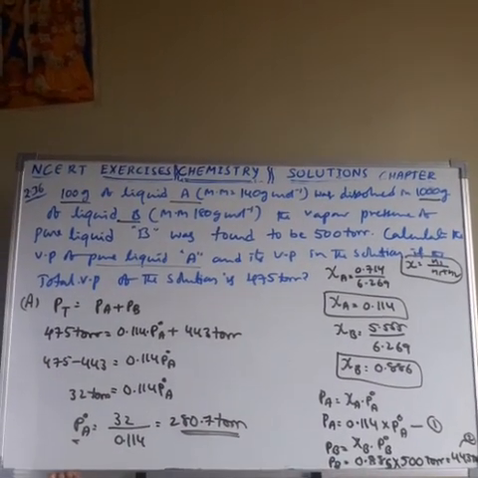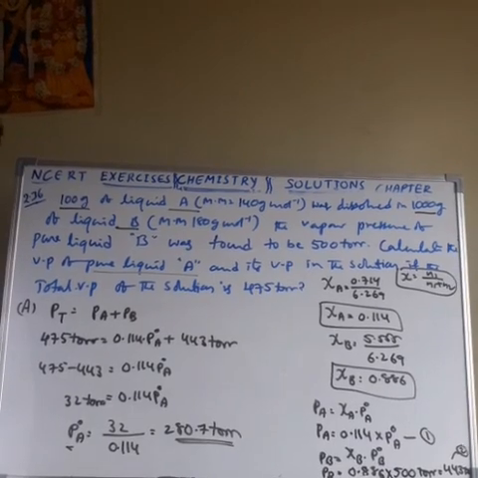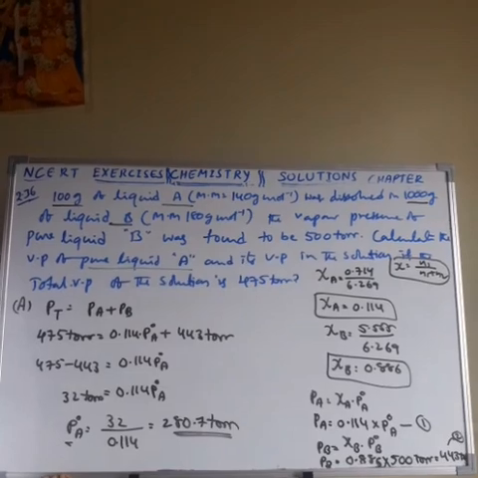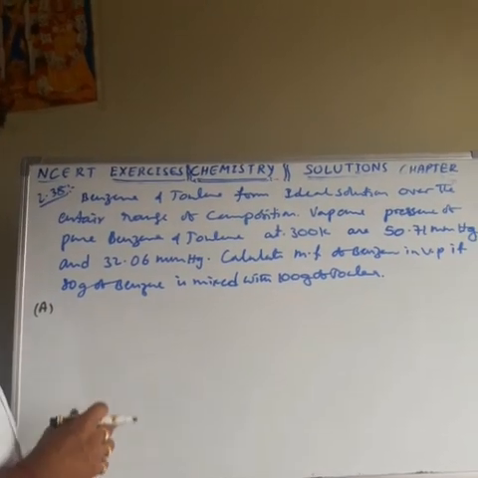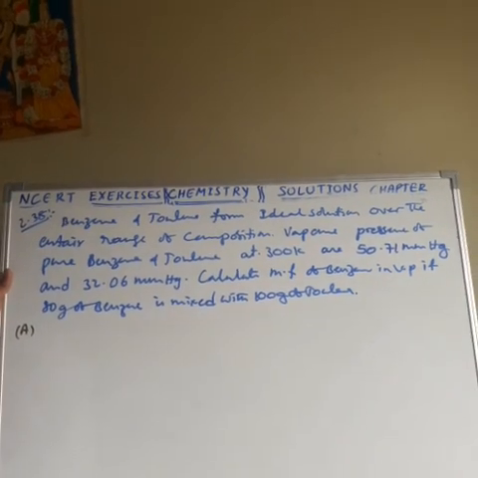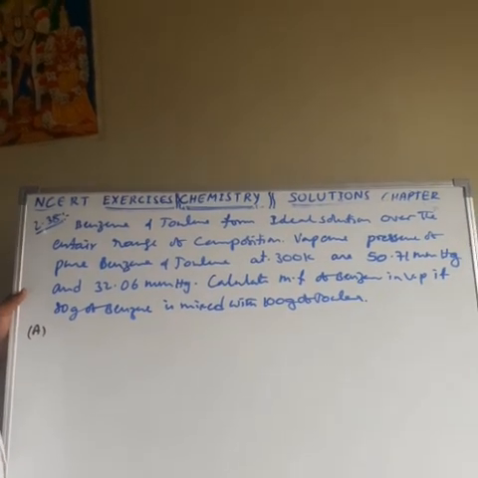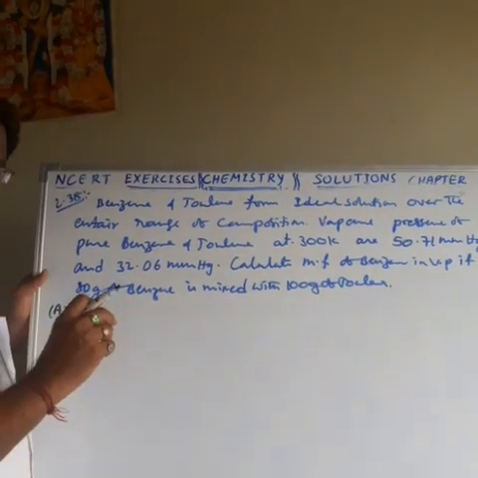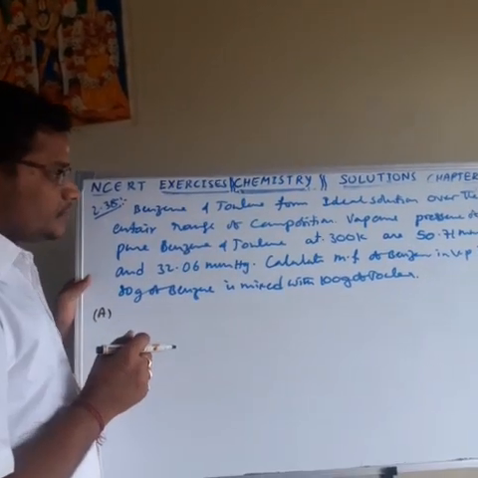Next to 38. 37 is a graph, so leave it. Next, 38. Let us see the 38th question. Benzene and toluene form an ideal solution over the entire range of composition. So the benzene and toluene mixture forms an ideal solution.